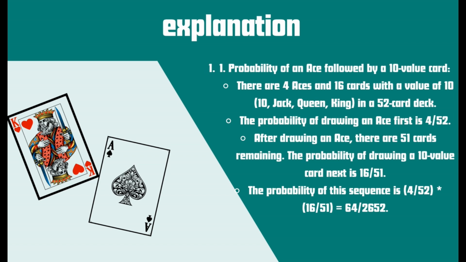Since there are 4 aces and 16 cards with a value of 10, which are 10, jack, queen, and king in a 52 card deck, the probability of drawing an ace first is 4 over 52. After drawing an ace, there are 51 cards remaining. The probability of drawing a 10 value card next is 16 over 51. The probability of this sequence is 4 over 52 multiplied by 16 over 51, which results in 64 out of 2652.